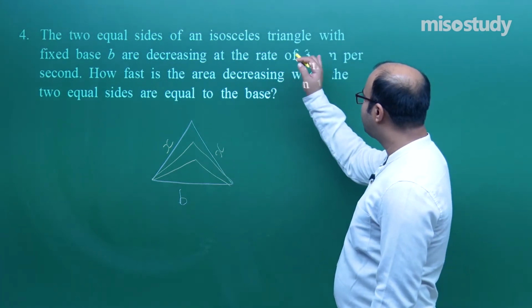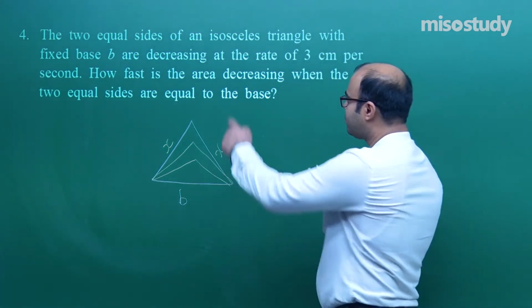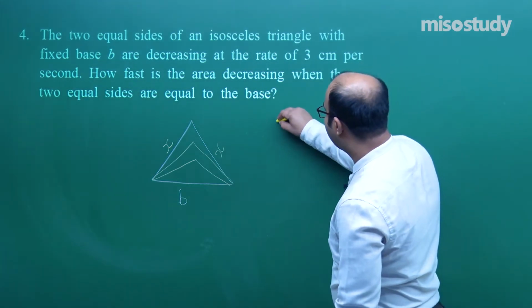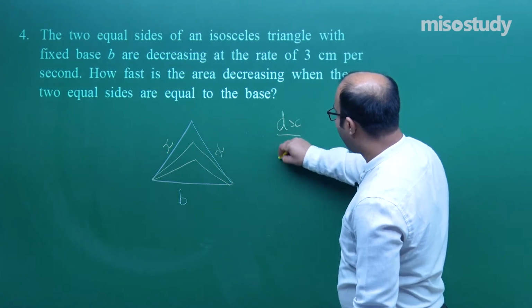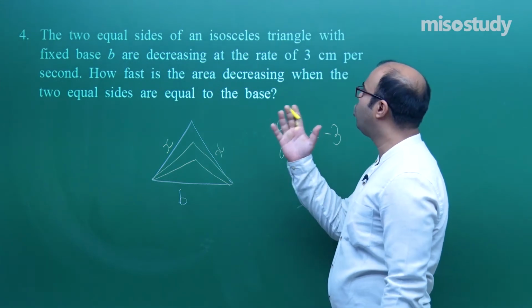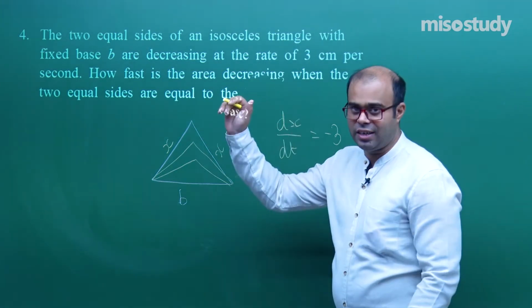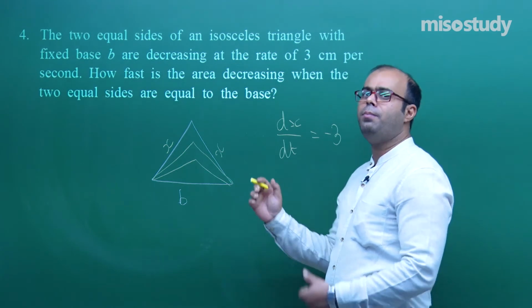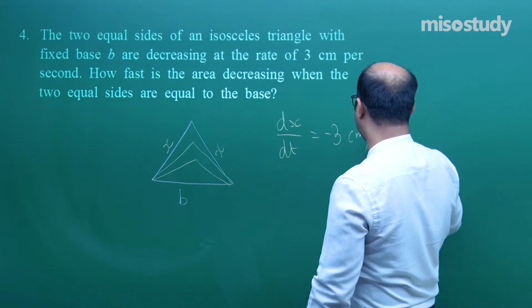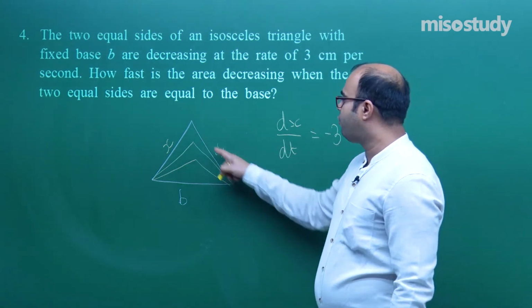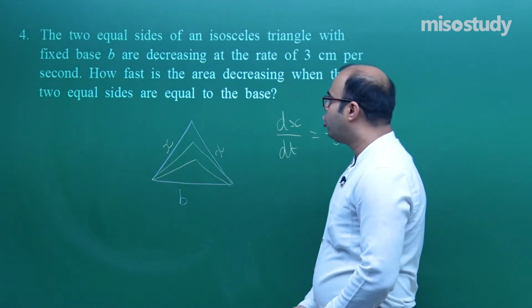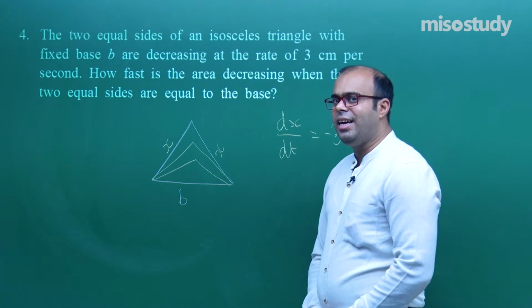What is the rate at which these two sides are decreasing? 3 centimeter per second. So how can we write it mathematically? We will say that dx by dt is actually minus 3. Minus is used here to show that it is decreasing, not increasing. If it is increasing, dx by dt will be plus. So dx by dt is minus 3 centimeter per second. This is the rate at which the length of this side is decreasing as well as this side, both being equal in length. Now you have to find the rate at which the area is decreasing.